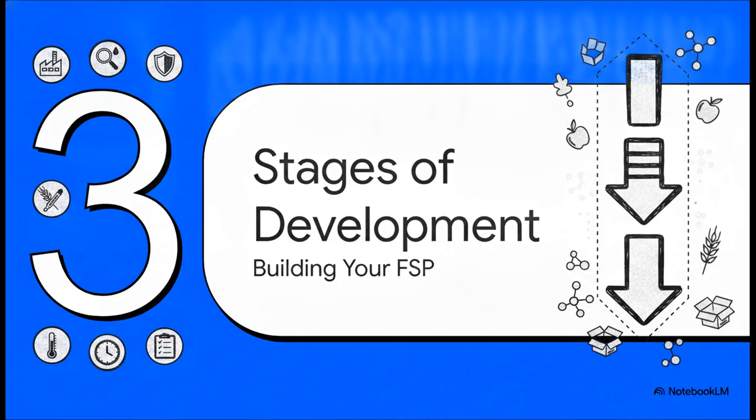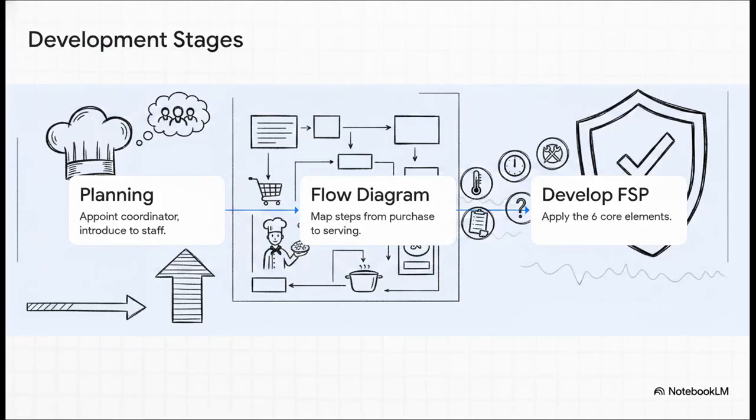All right, Section 3. The 3 stages of development for building your FSP. Let's enumerate the different stages in actually putting this together, because you can't just write a massive safety manual overnight and expect your kitchen to adapt. Stage 1 is all about planning. You start by getting a knowledgeable coordinator and rolling changes out to your staff in slow phases to build buy-in and reduce anxiety. Stage 2 is drawing a literal flow diagram of your operation. And then finally, in Stage 3, you develop the plan by applying those 6 core elements we just talked about right onto your specific diagram.